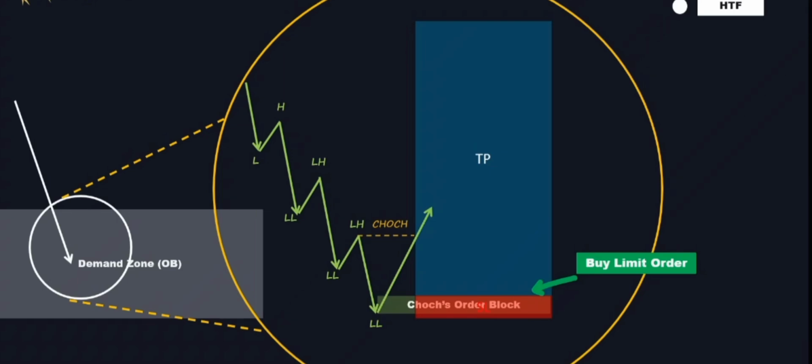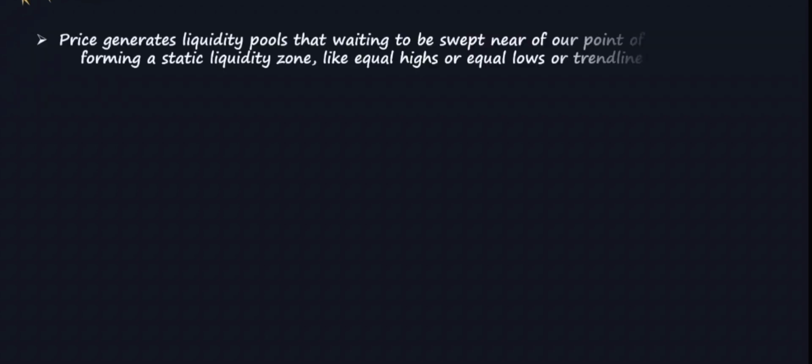Now let's proceed to the next pullback type, the sweeping model. In this type of pullback, price generates liquidity pools that are waiting to be swept near our point of interest by forming a static liquidity zone, like equal highs, equal lows, or trendline liquidity. Recognizing a liquidity sweep pattern before the price reaches our point of interest is crucial. This pattern confirms the strength of our supply or demand area. We use liquidity sweeps as a confirmation factor.